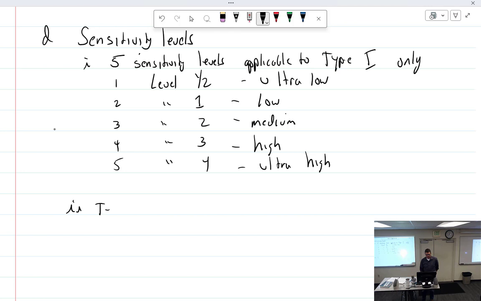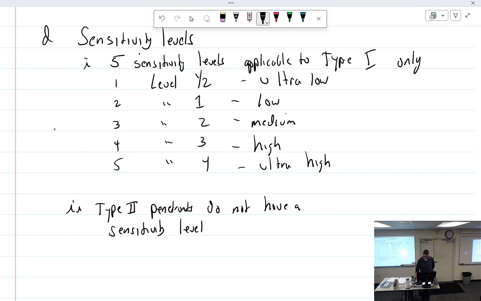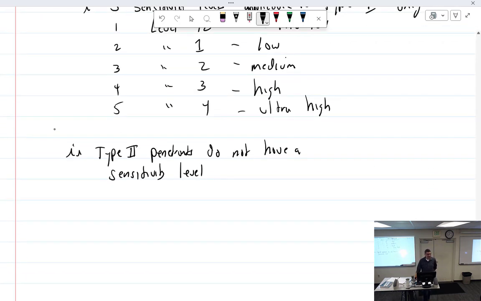Therefore, type two, oh, it's type two? Do not have a sensitivity level. If they did, it would be close to a one half, if you had assigned it a number.